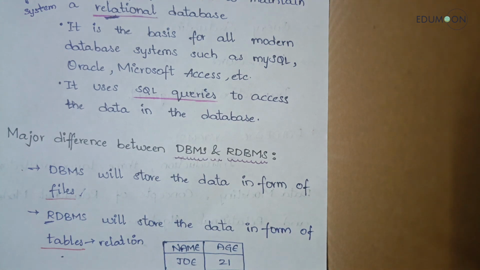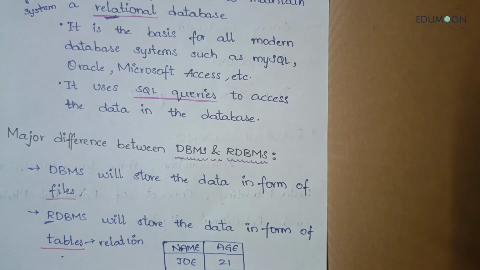As I have already told you before, DBMS will store the data in form of files. Whatever data that we give, whether it is a name or place or it's about a person or a thing, it will be stored in form of files.